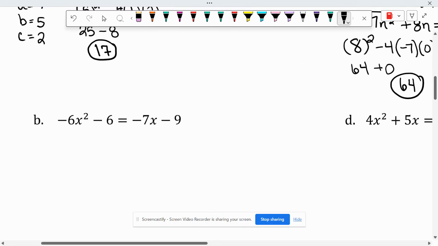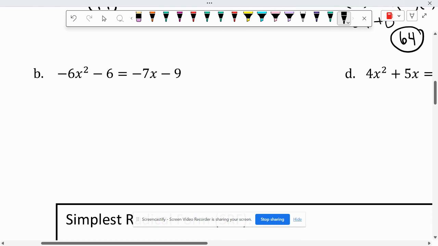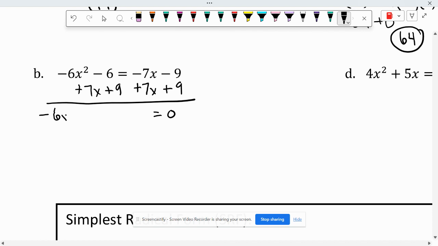Let's look at example B. Is this in standard form? No, what do you want to do? Haley says we're going to add 7x to both sides. And I think you said we're going to add 9 as well, right? Okay. So that gives us equals 0 on the right. I have negative 6x squared. That 7x is my only x term. So plus 7x. A negative 6 and a positive 9 give me a positive 3.